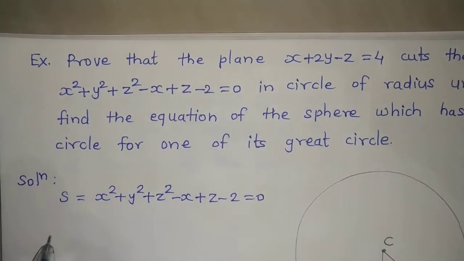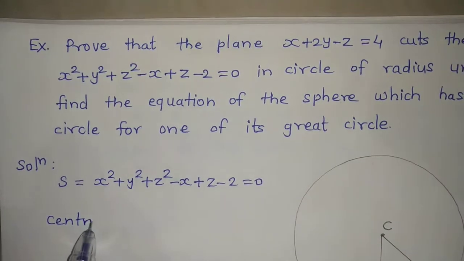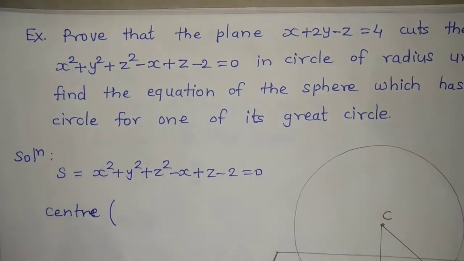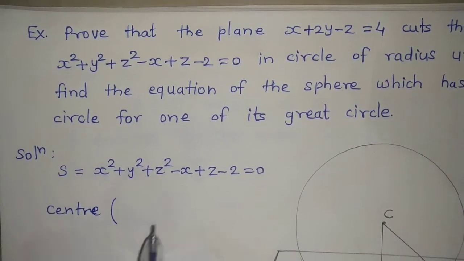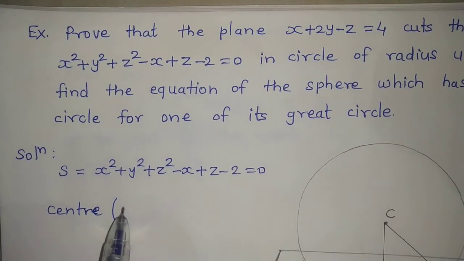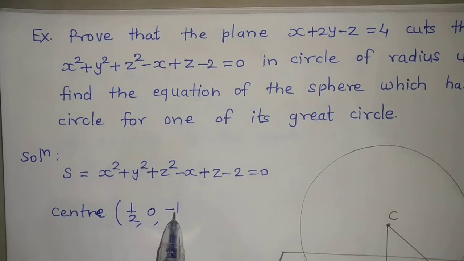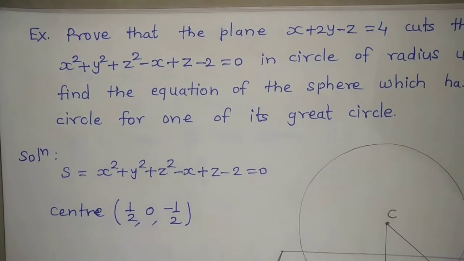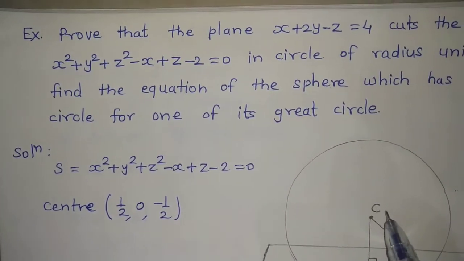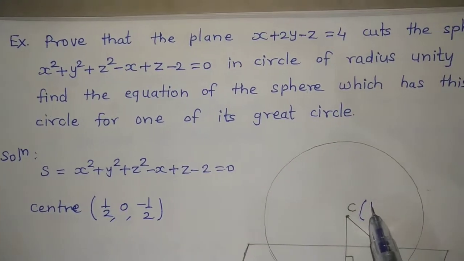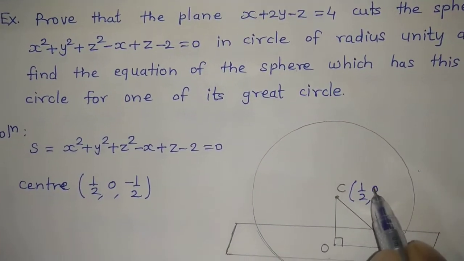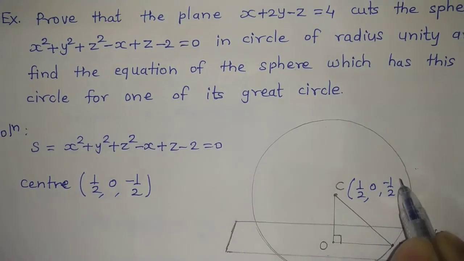Now what is the center of this sphere? The center of this sphere is (1/2, 0, -1/2). So I write here, coordinates of C are (1/2, 0, -1/2).